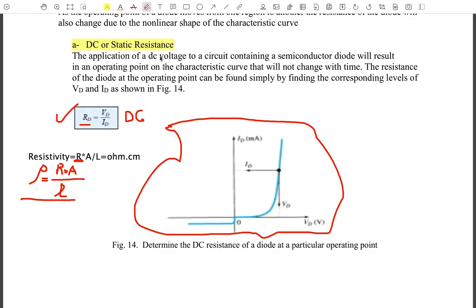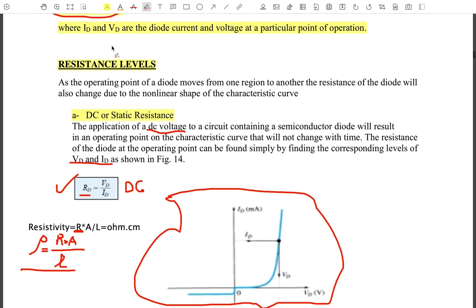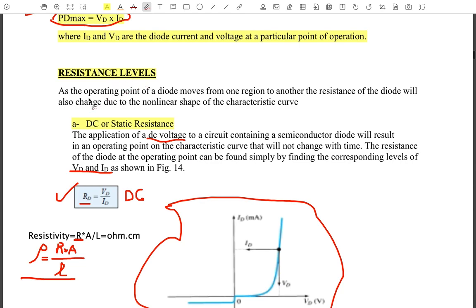So applying a DC voltage to a circuit containing a semiconductor diode will result in an operating point on the characteristic curve that will not change with time. The resistance of the diode at the operating point can be found simply by finding the corresponding levels of V diode and I diode. Now, let's look at the resistance levels. We have 3 types of resistance.